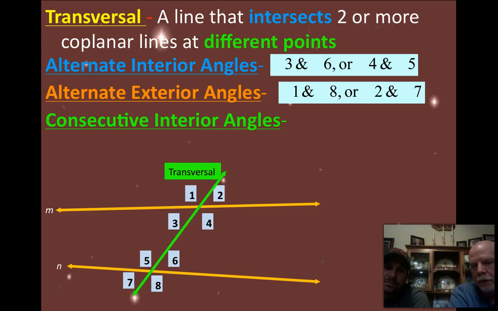So 3 and 5 are both on the left side of the transversal, but they're interior. 4 and 6 are both on the right side of the transversal, but they're interior. And so those are consecutive interior, or we also call them same side interior. That's what I was going to bring up.